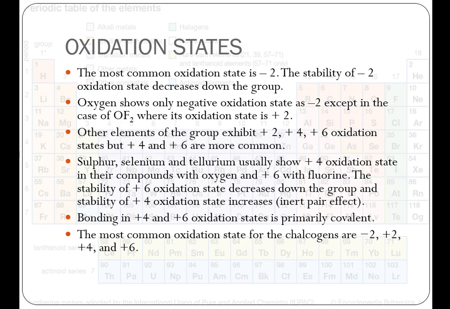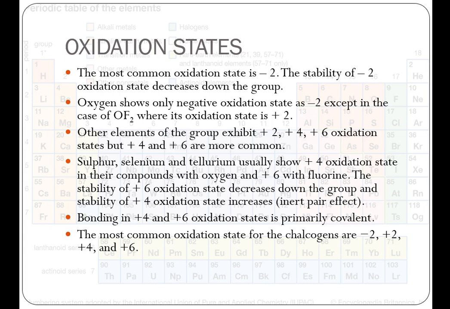Oxidation states. The most common oxidation state of group 16 elements is -2. Stability of -2 oxidation state decreases down the group. -2 oxidation state arises because it has a capability to gain 2 electrons. Oxygen shows only -2 oxidation state except in case of OF2, where its oxidation state is +2 because fluorine is more electronegative as compared to oxygen.